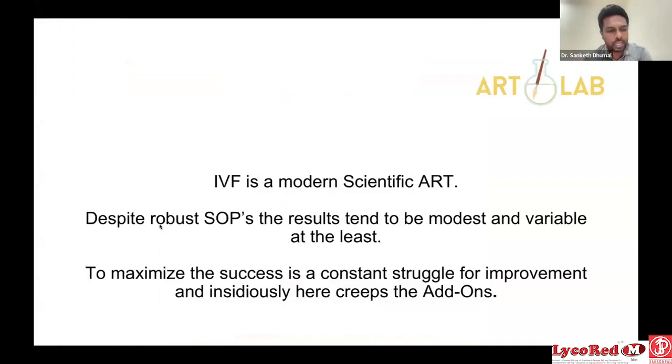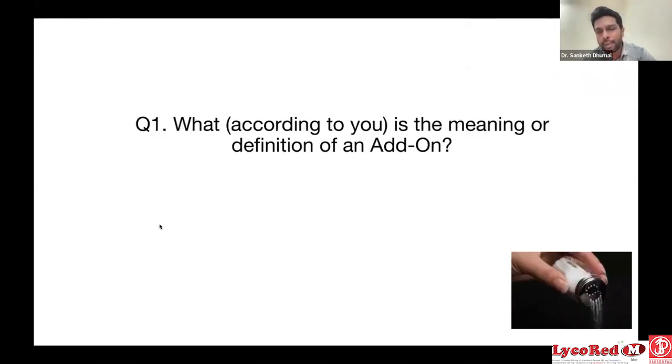So, just a small introduction with the add-ons and IVF. IVF is a modern scientific art, I can say. Despite robust SOPs, the results tend to be modest and also variable at the least. To maximize success, which we can call the holy grail of IVF, there has been a constant struggle for improvement. This is where add-ons insidiously creep in. To start with, I want all the panelists to share their opinion or definition about add-ons. What, according to you, is the meaning or definition of an add-on in IVF?